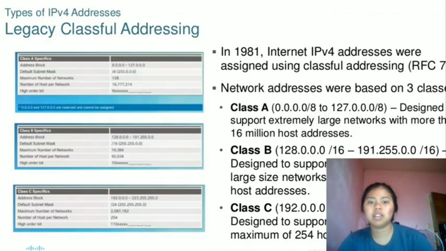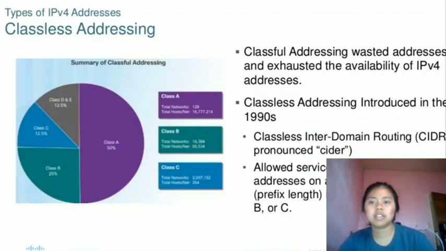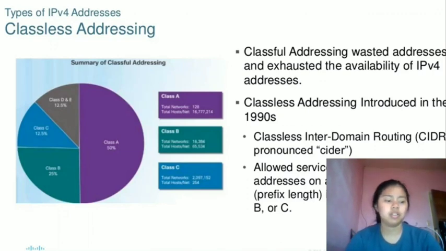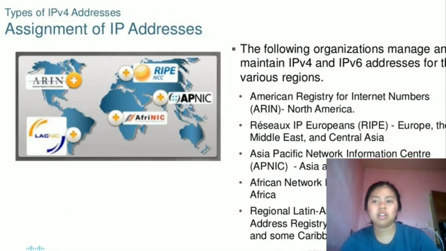Legacy classful addressing: Class A, Class B, Class C. Classless addressing. Classful addressing wasted addresses and exhausted the availability of IPv4. Assignment of IP addresses.